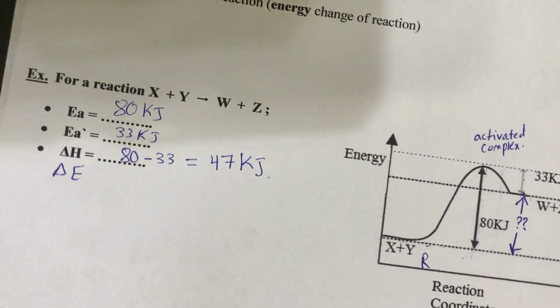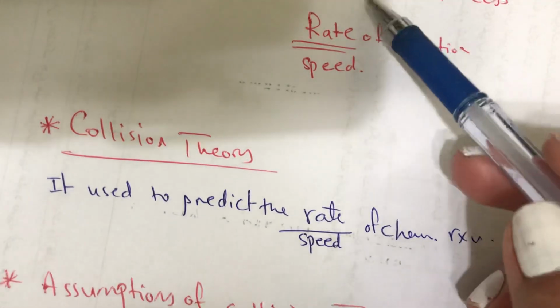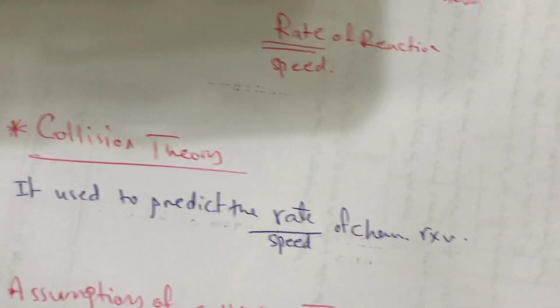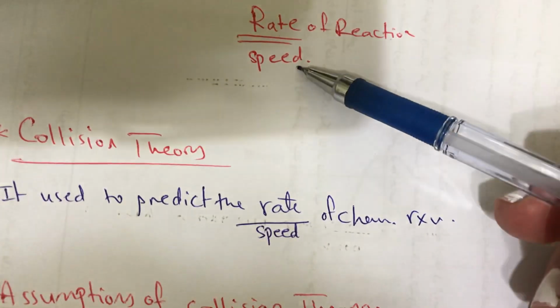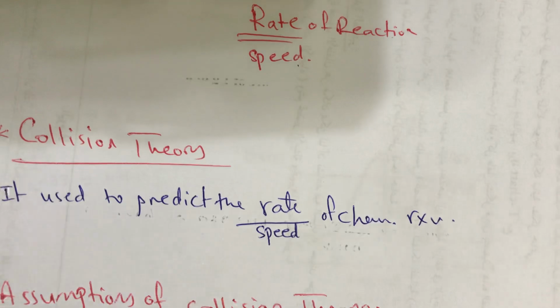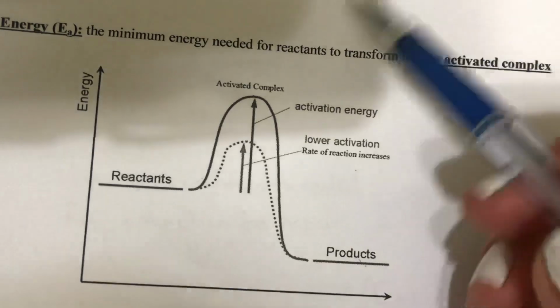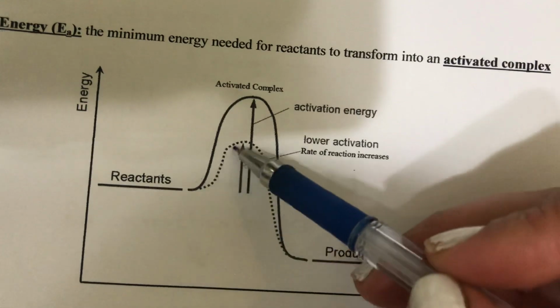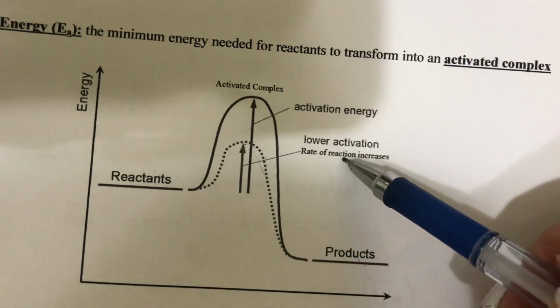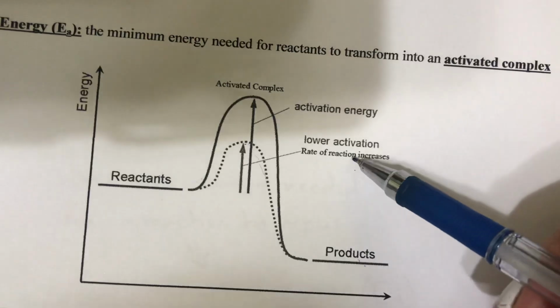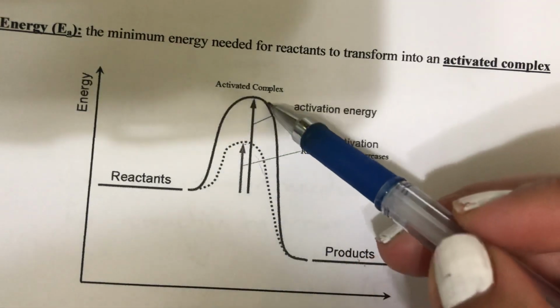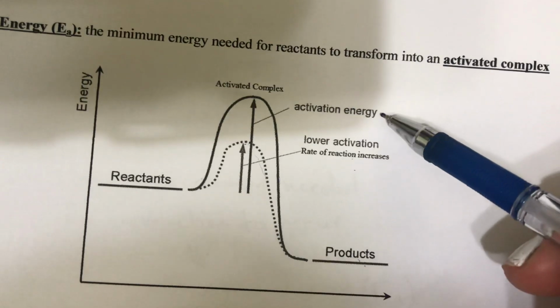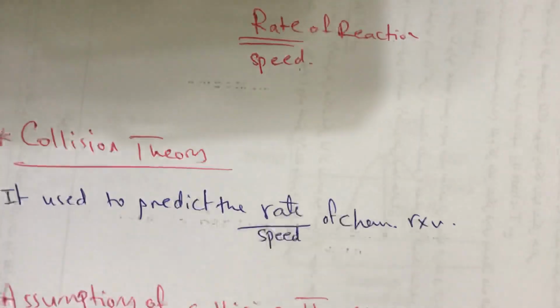So again, this lesson talks about the rate of reactions. Rate of reactions means speed of reactions. So to get the speed of reactions, you have to find the energy diagram here. A reactant with lower activation energy has a higher rate of reaction, and reactions of higher activation energy have a decreased rate of reaction.